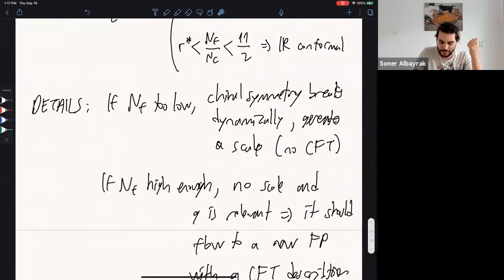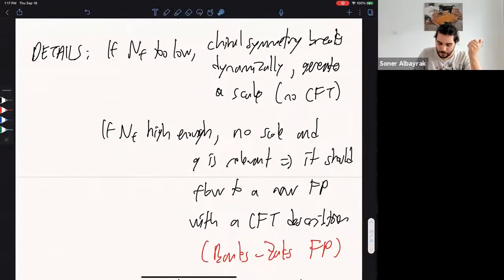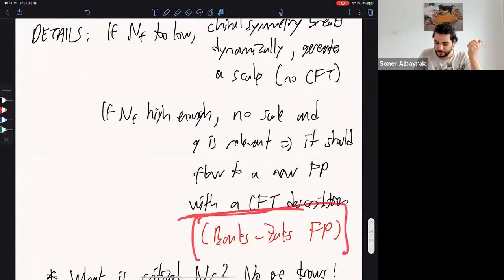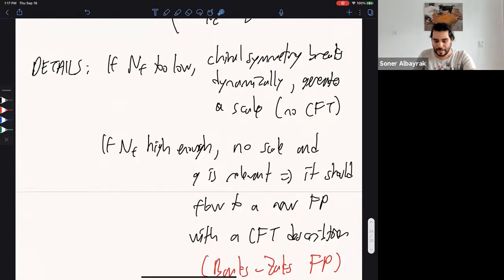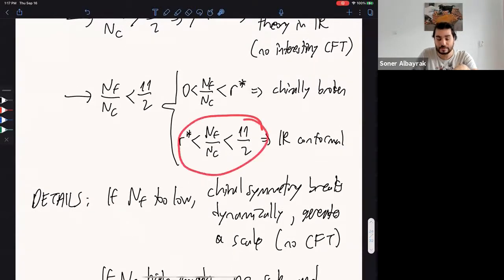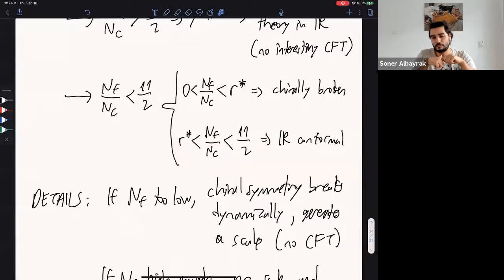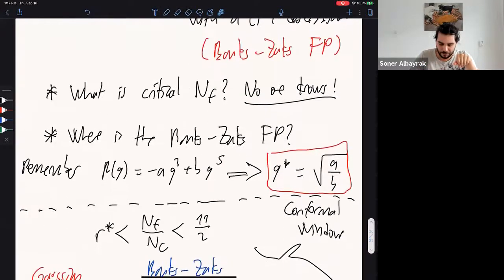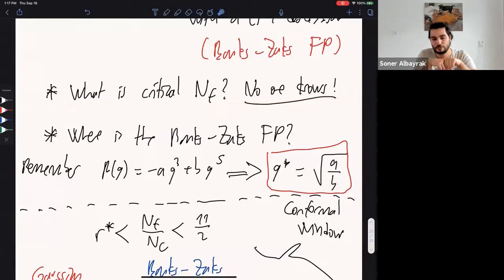As I said, if NF is too low, we dynamically generate a scale, no CFT. If it is too high, then we can get a CFT, which is the Banks-Zaks fixed point. Okay, that's CFT. And this interval is called the conformal window. So there's a window of opportunity, an interval in which we can get conformal invariance. Again, what is this critical NF? No one knows. And we can ask, where is the Banks-Zaks fixed point in the phase diagram?